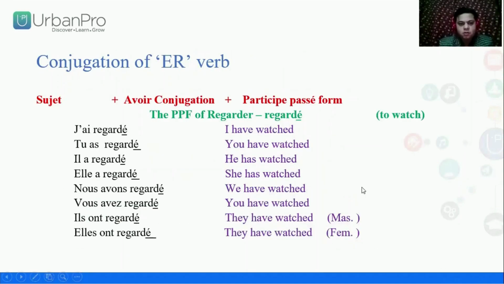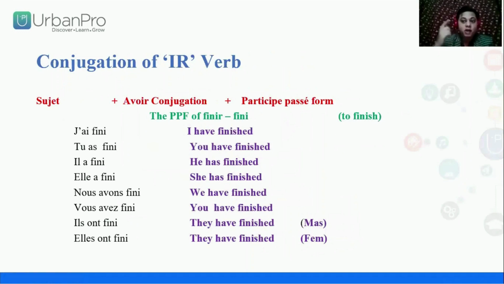Just a minute. Yeah, it's IR. I already told you in the IR verb what we do. We remove the R and the rest is the PPF. I have taken finir. Finir means to finish. So we have removed the R and the rest is the PPF: fini. It's very simple.